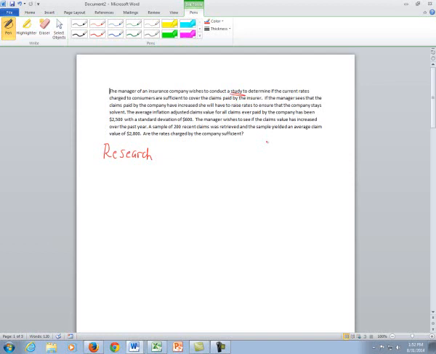The average inflation-adjusted claims value for all claims ever paid by the company has been $2,500. Alright, so we're talking about an average for everything that's ever been done. So that's the entire population of claims for the company. That $2,500 is our population mean, or our mu. So let's write that down. Obviously we're dealing with a test of means, so we have an average, and it is $2,500.